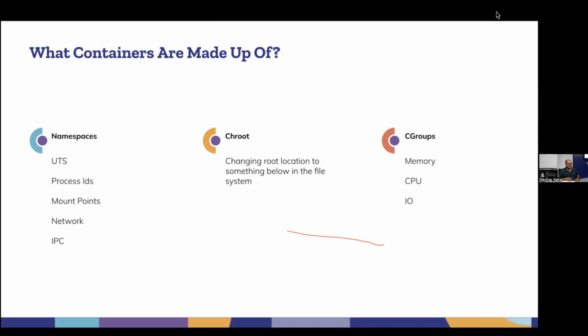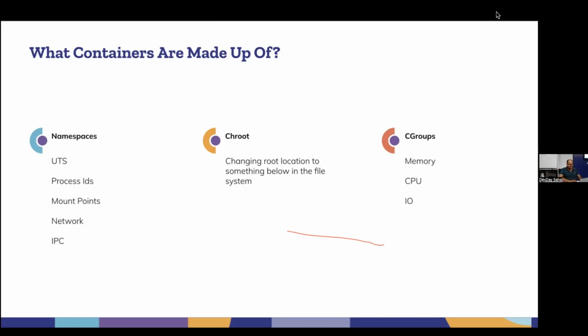The second one is the chroot command. Basically, you are changing the root location to something lower in the file system. And then finally, cgroups. Basically, you are restricting the usage of the process, be it memory, CPU, or IO. So cgroups allow you to control the usage of those resources, right?